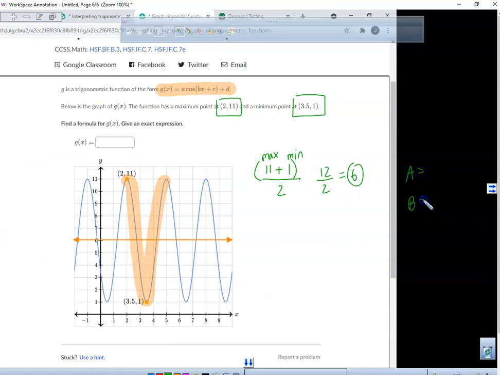So what does that tell us? That kind of gives us the easiest one, right? We got to find A, got to find B, got to find C, got to find D. So we found D really quickly. This is the D value, that's the D value. How do we find the amplitude?